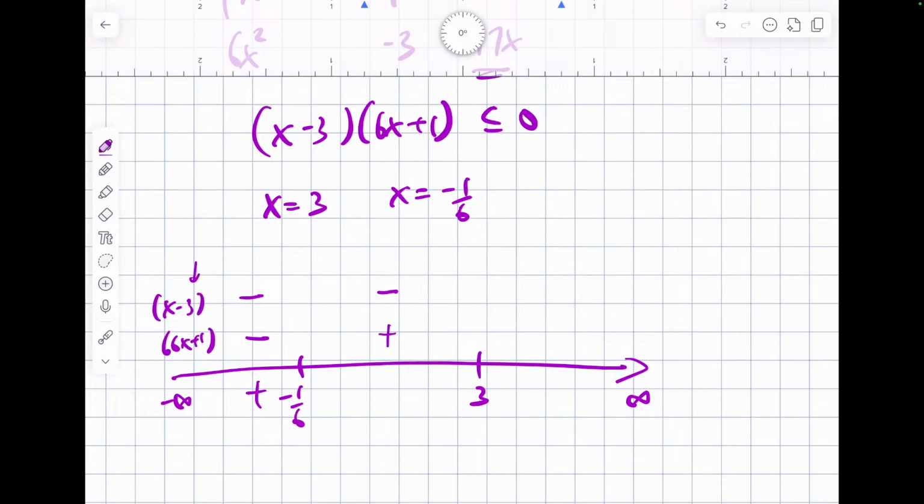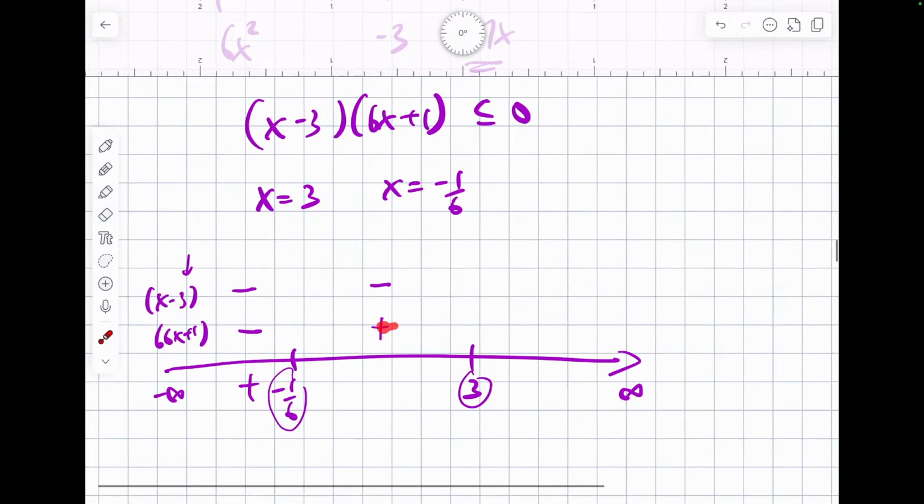Okay, how are you getting those numbers? How do I choose between negative 1 over 6 to 3? The best number I'm going to choose is 0, because 0 is between negative 1 over 6 and 3. So I plug in 0 into here. 0 minus 3, I got a minus sign. 0 times 6, that's positive.